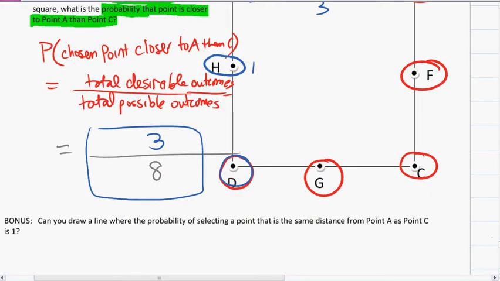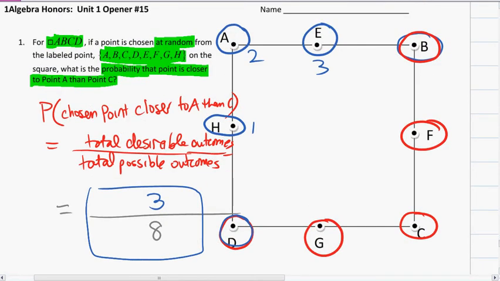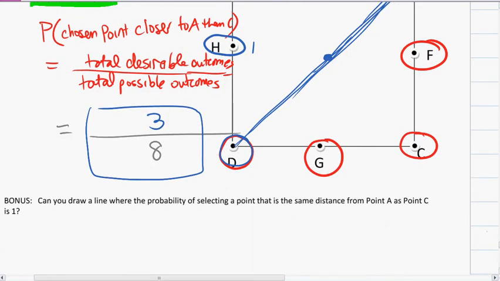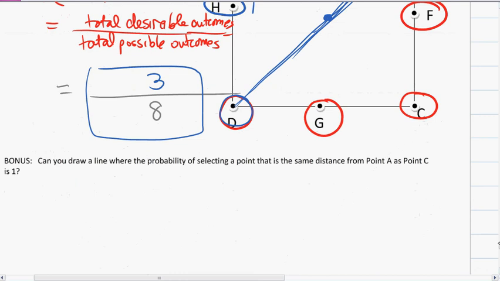Bonus, can you draw a line where the probability of selecting a point that is the same distance from A as C? Well, we know that points B and D are on that line. And the midpoint of A and C, the point halfway, would be in the center. So, if I could draw a straight line, that would be the line where all the points on that line are the same distance from A as they are from C. So that line segment we will call DB, or we can call it line DB.